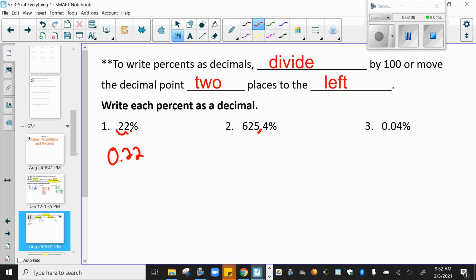This one, we're going to move over 1, 2, gives me 6.254. Here, we're going to move it still 2 to the left. 1, 2, another 0, so I have 0.0004. Alright, always, for this one, always to the left. We start as a percent, goes to a decimal, we move it to the left.